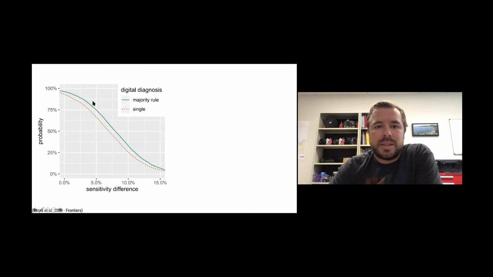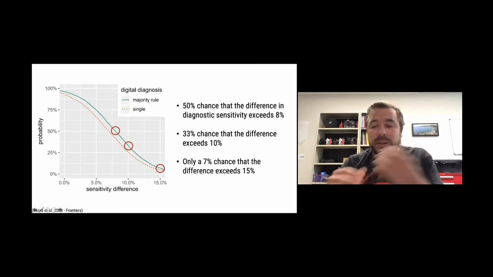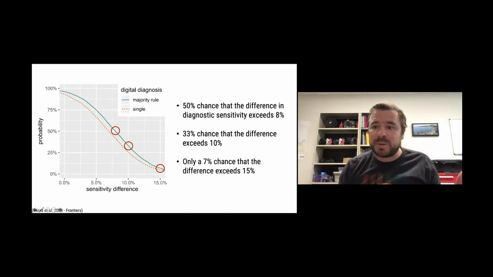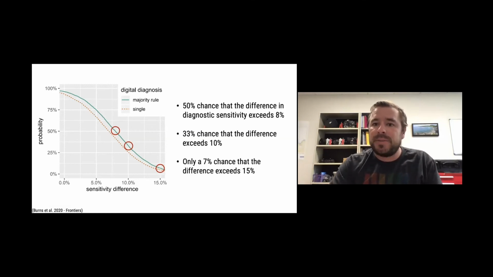And I've just got single and majority rule to show you the difference, but the point is just noticing the pattern of the curve. Because what that tells us is there's about a 50% chance that the difference exceeds 8%. So that's right around that 7.5% difference, right? So if you ask me, how different is a diver than someone analyzing an image? It's about a 50-50 chance that you could have an 8% difference.